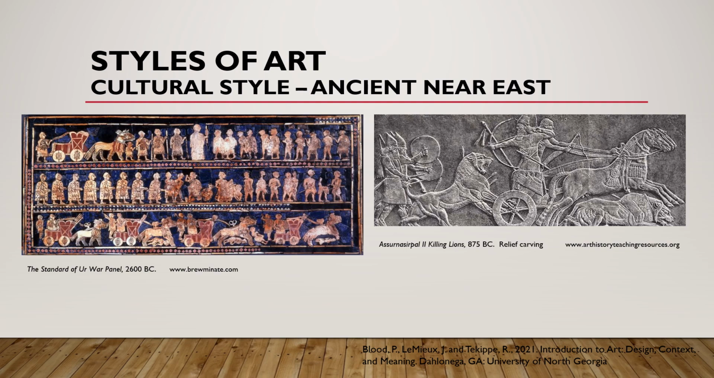Now, showing space is also very rudimentary, mostly shown by overlapping figures, but not much else. Hierarchical proportion is used, so the greater or more prominent the figure, the larger their figures are in relationship to those of a lower status.